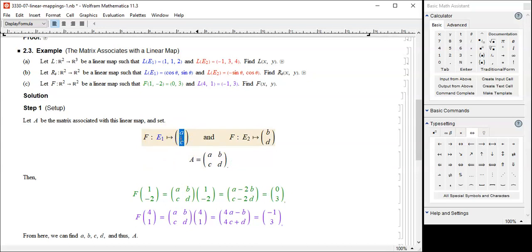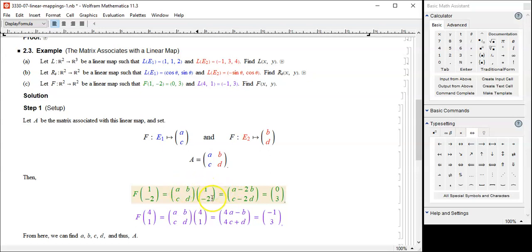This is E1, so the image of E1 goes there. And this is E2, and the image of E2. So that's a matrix expression. And then (1, -2) is going to (0, 3). Let's set up this matrix computation: the matrix [A B; C D] times (1, -2) is equal to (0, 3). That'll give you a system of equations, a system of linear equations, actually. Everything is linear here. If you do matrix multiplication, what do you have?